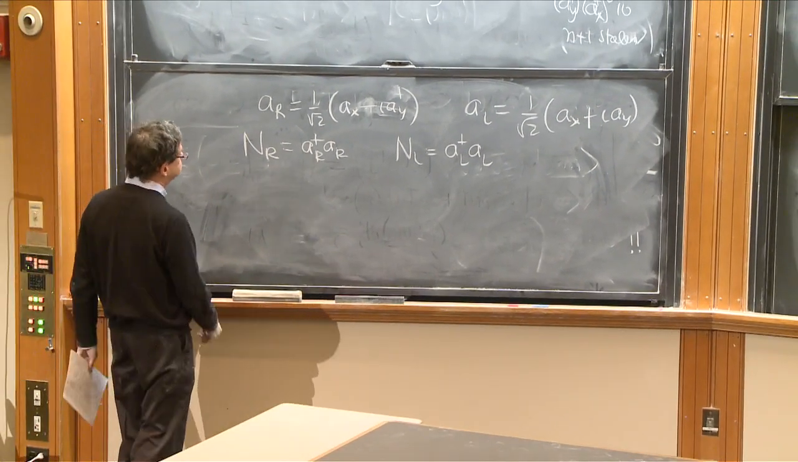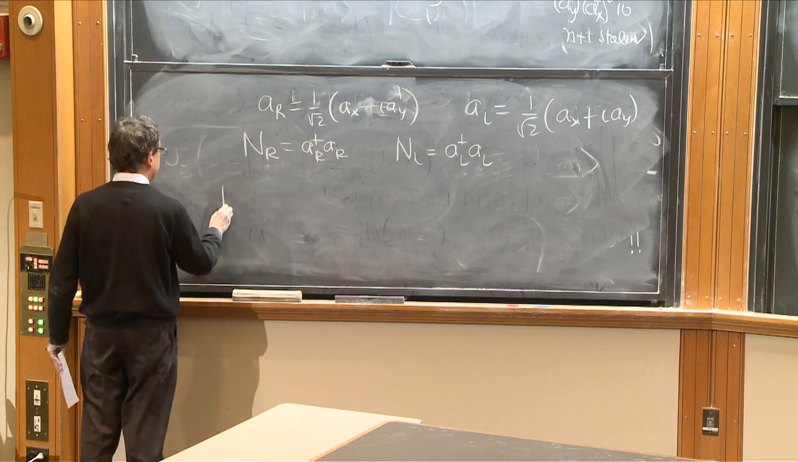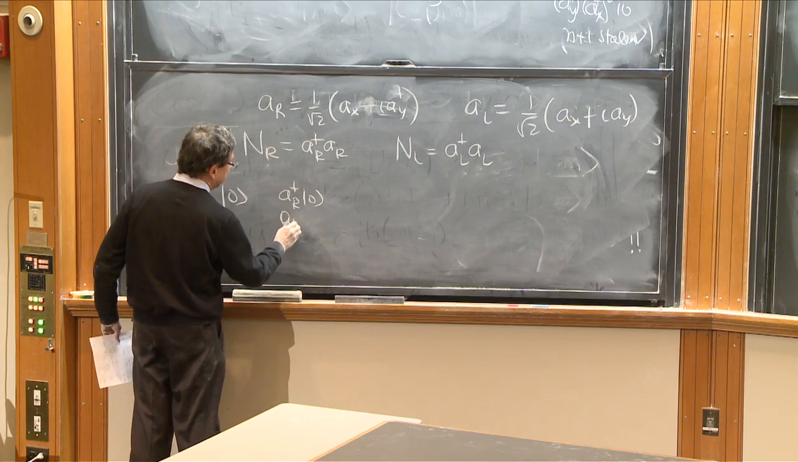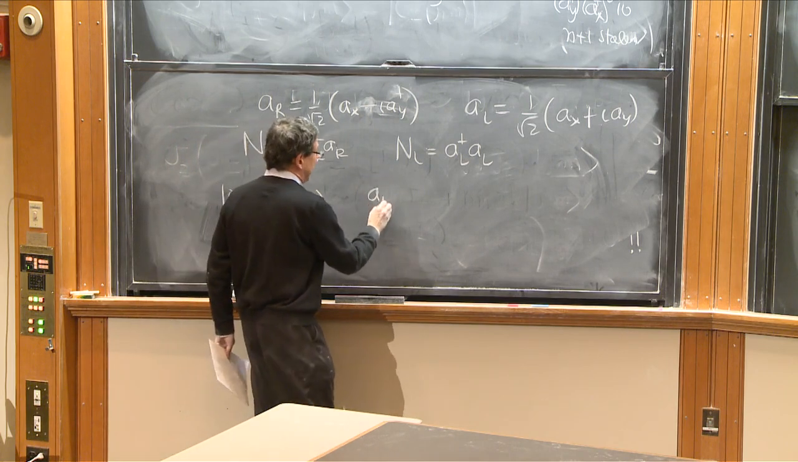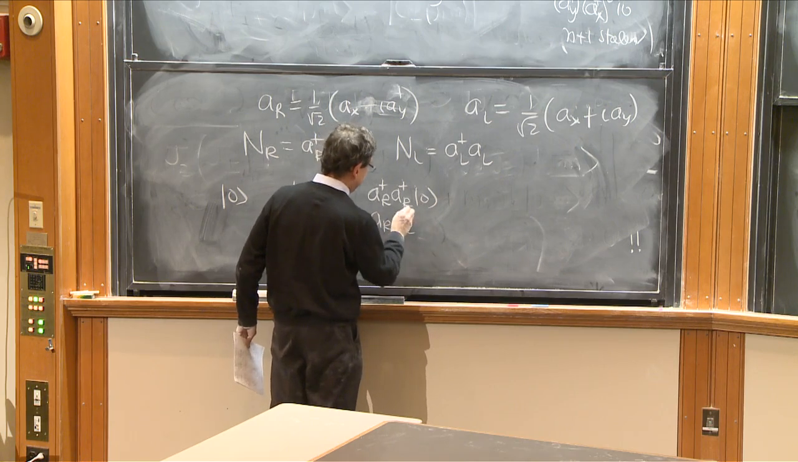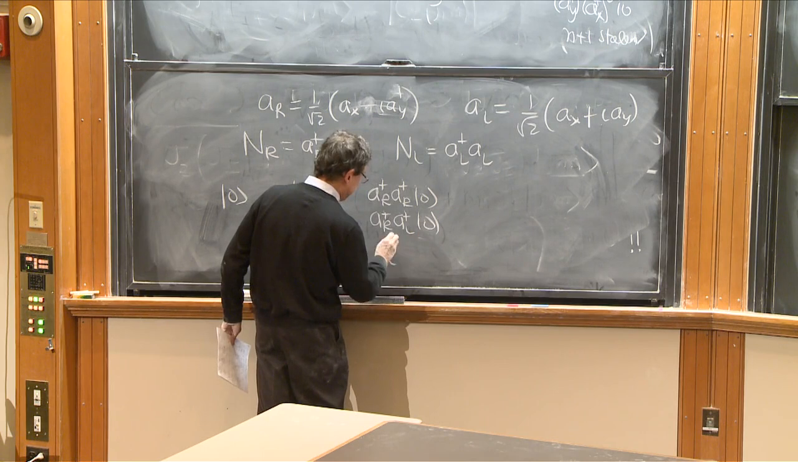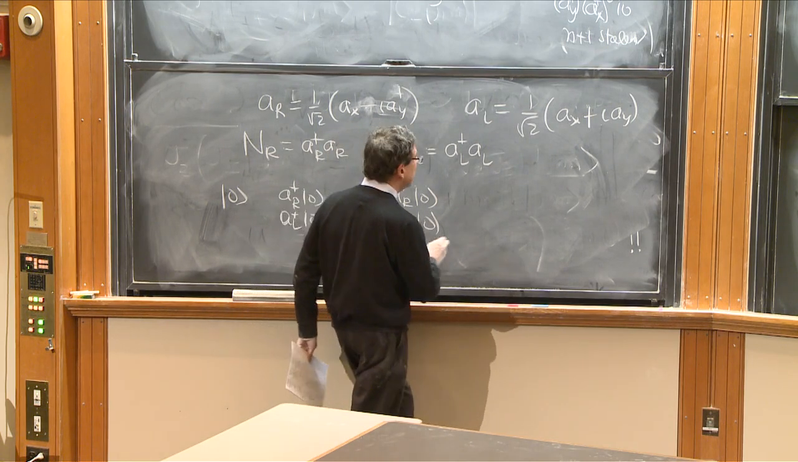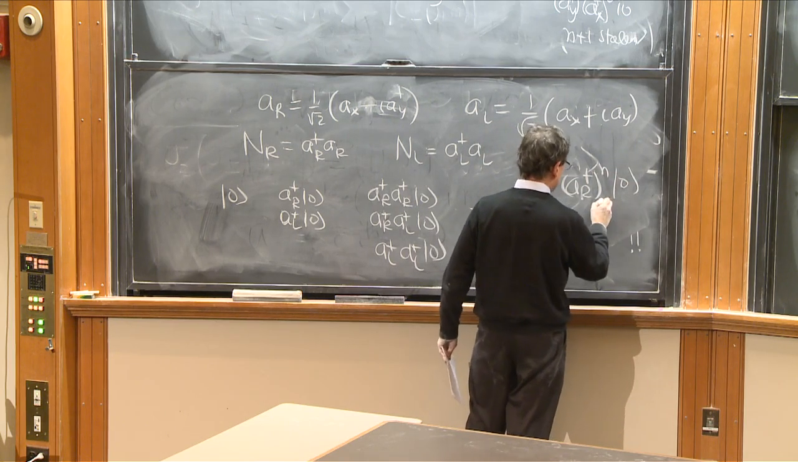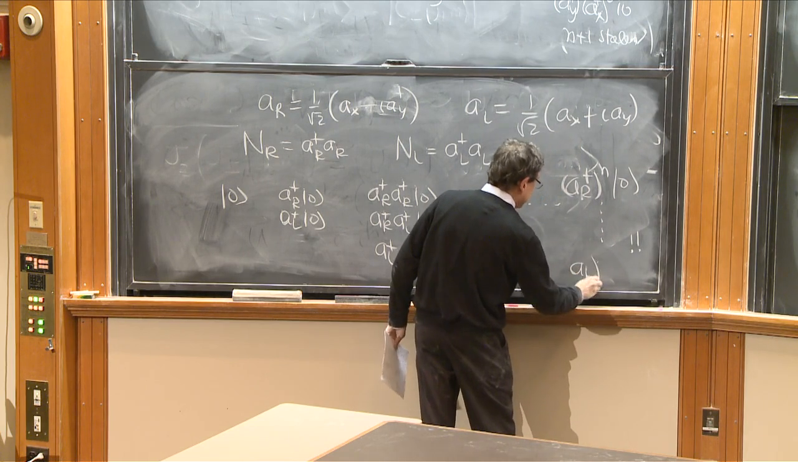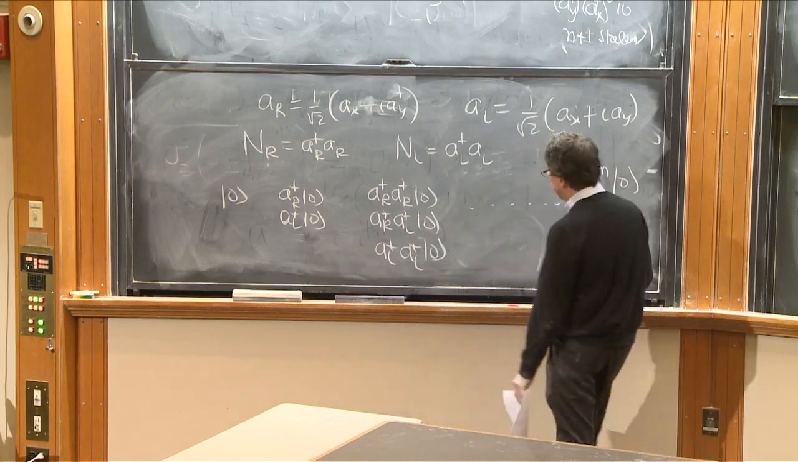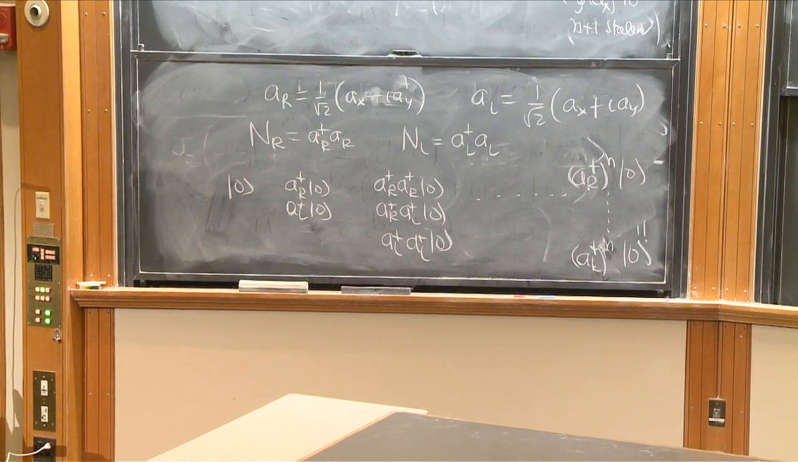And now we could build the states the following way. 0, a_R dagger on 0, a_L dagger on 0, a_R dagger squared on 0, a_R dagger a_L dagger on 0, and a_L dagger squared on 0, up to a_R dagger to the N on 0, up to a_L dagger to the N on 0. And this is completely analogous to what we had.